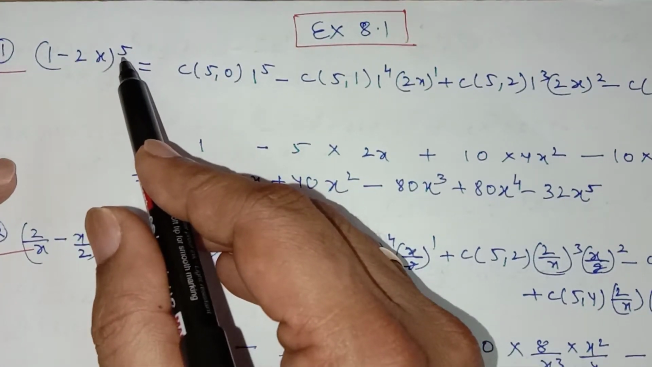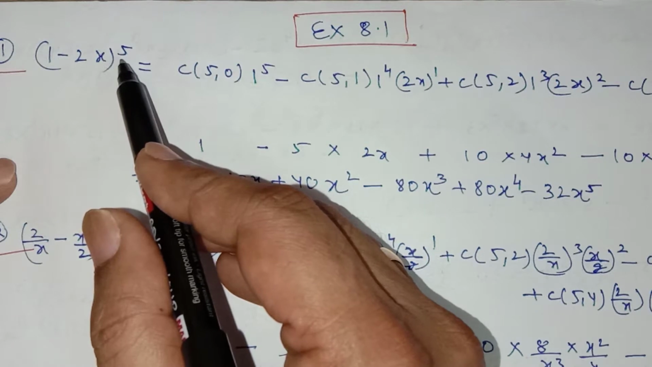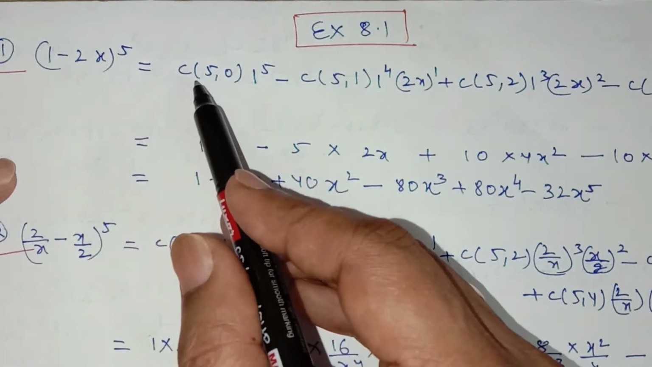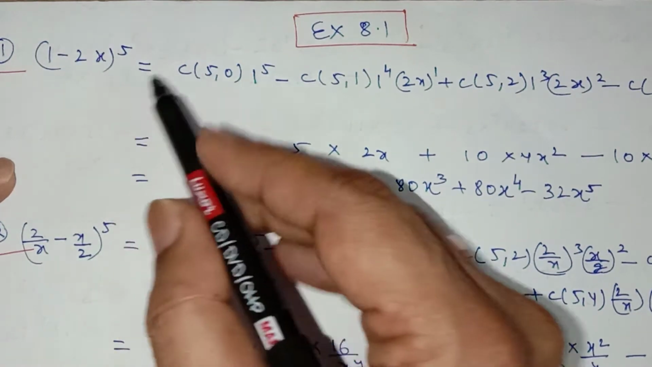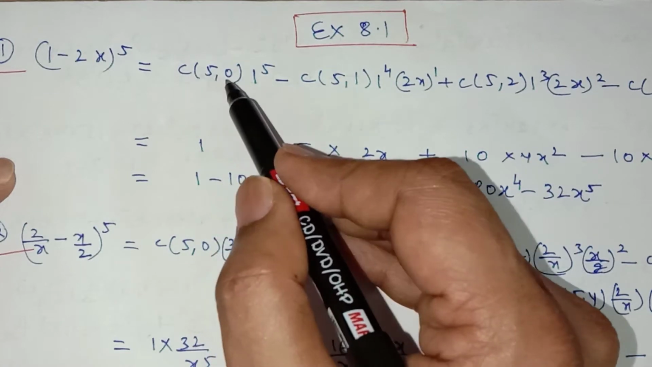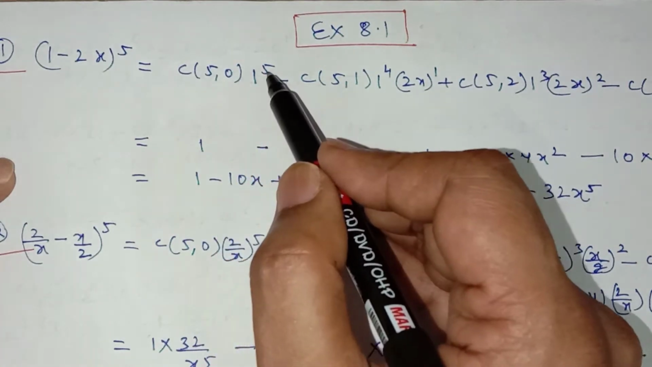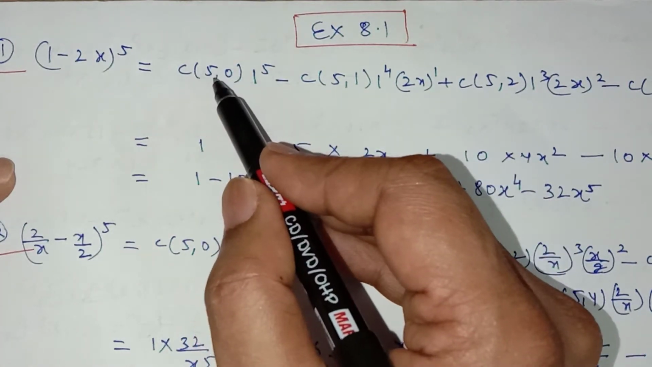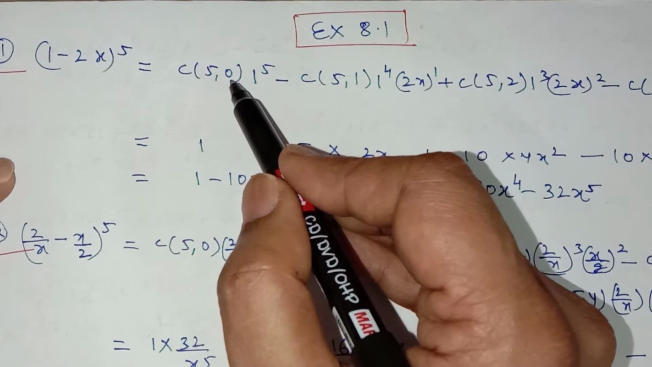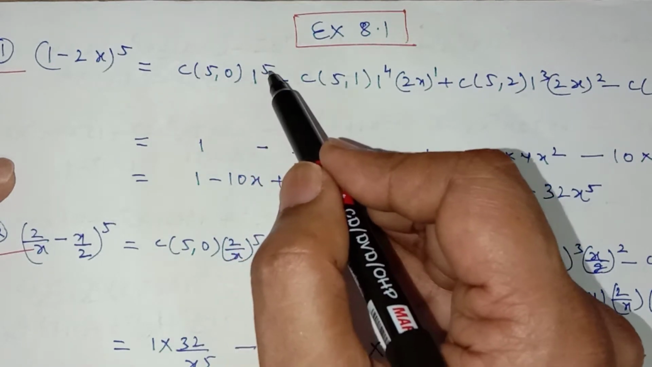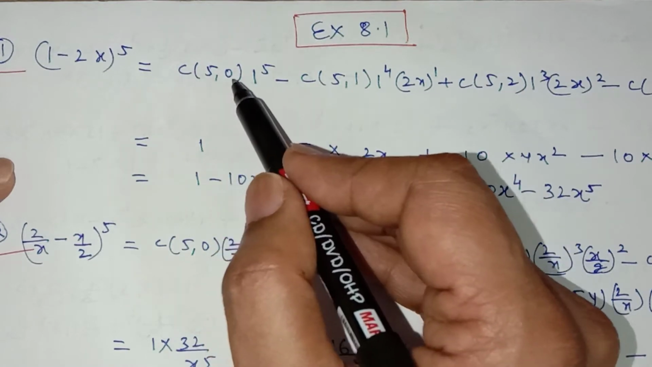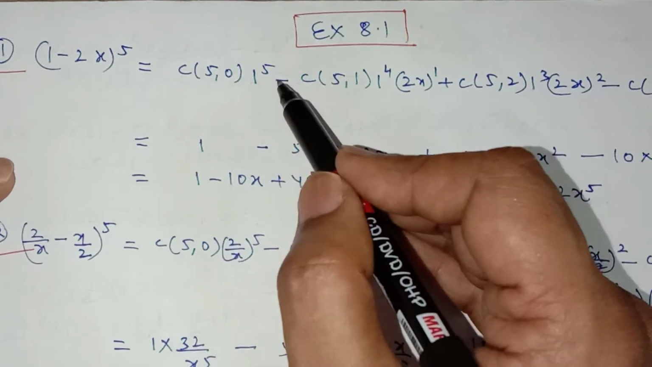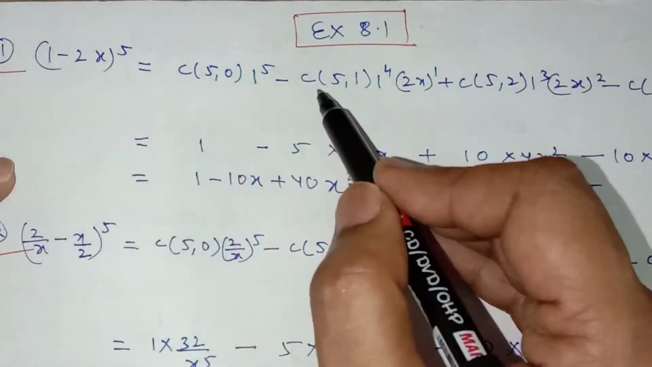So, using the formula, recall that formula, or if you don't know it, first learn the formula that we have discussed for the binomial expansion, then start this lecture. Using the formula, the first term is combination of 5, 0, into 1 raised to power 5. The next term will be negative because we have the minus sign here.